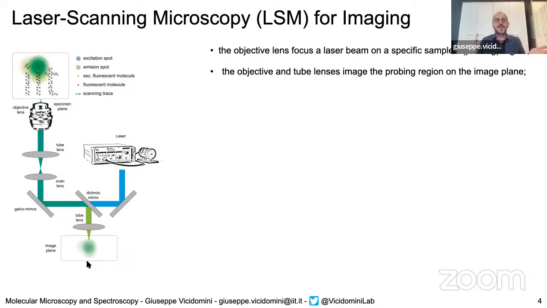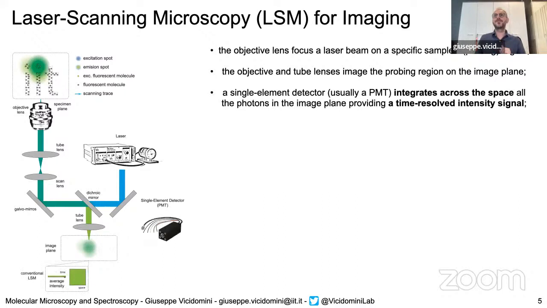Okay? So that's very important. Here there is an image plane. So that means that this area is imaged in this specific plane. But then what do you do? Typically, in the image plane, you locate a detector to measure the light.